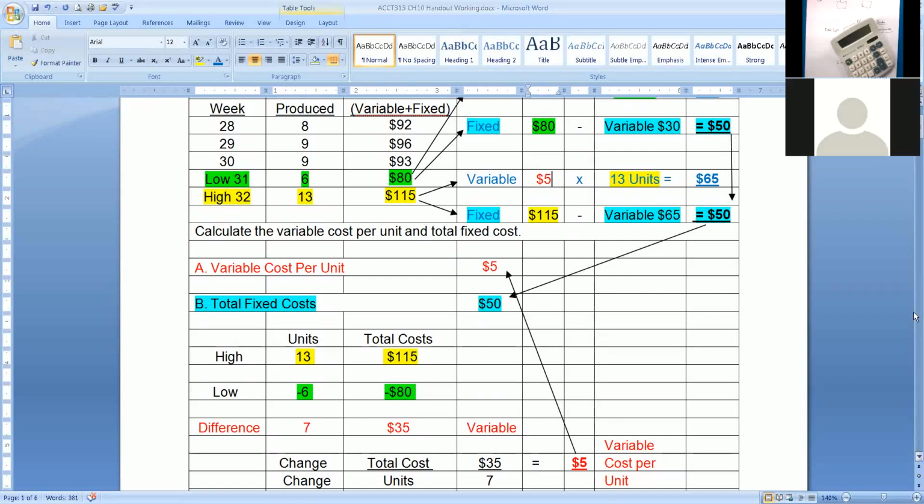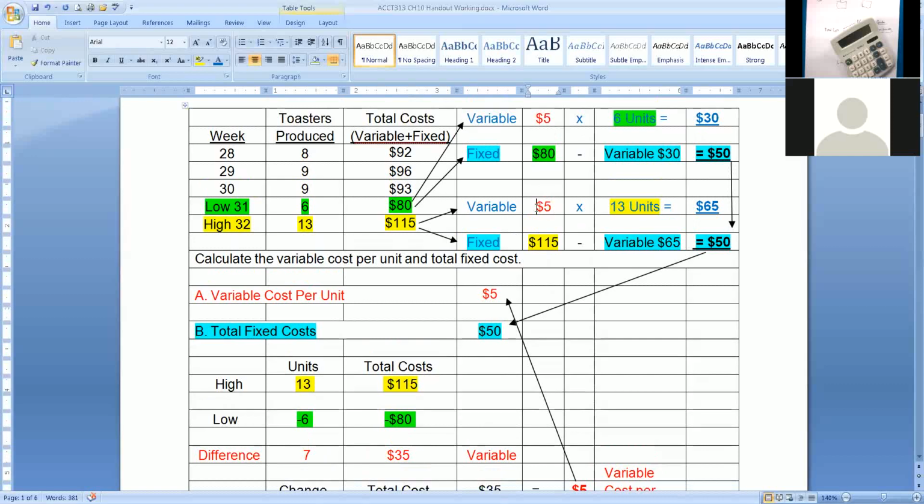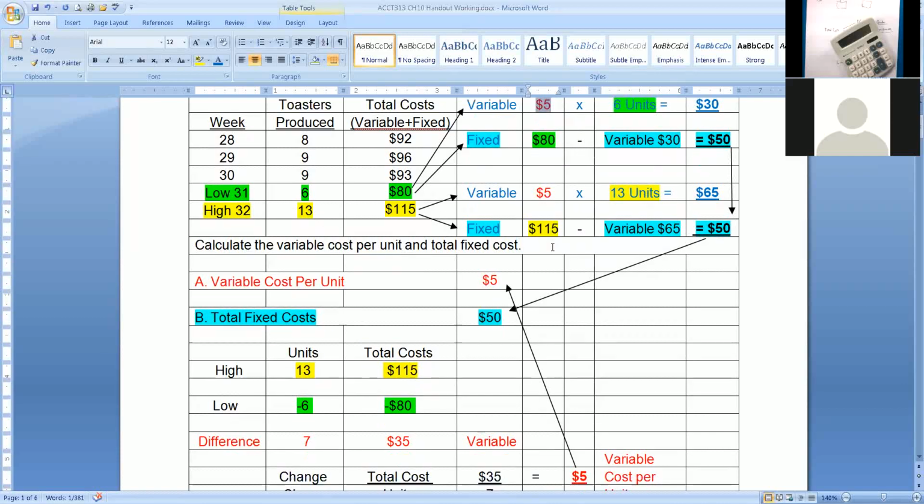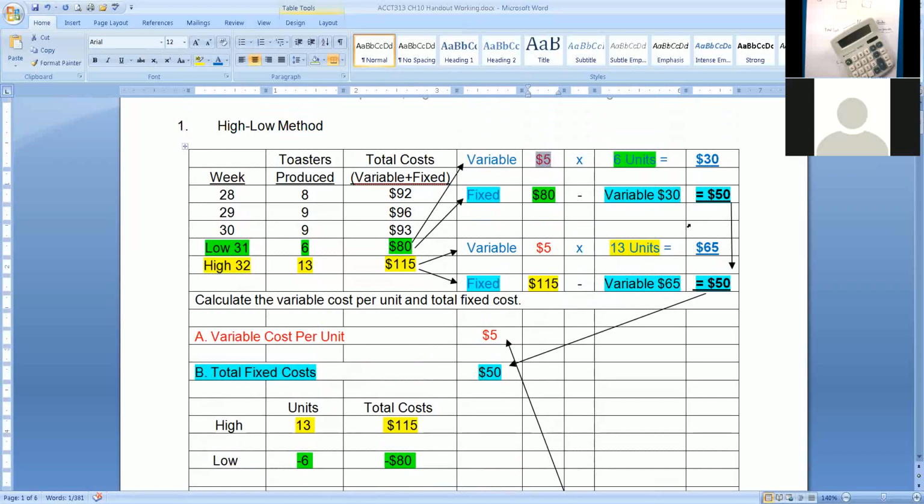There's a practical matter of what it could come to. And if you round on one of these, just know that your fixed costs might come up a little bit different. They should still be close, but it might come up to be a little bit different. It won't be off by thousands of dollars, but maybe this one would be 49 and this one would be 51 or something like that, if we had to round it.